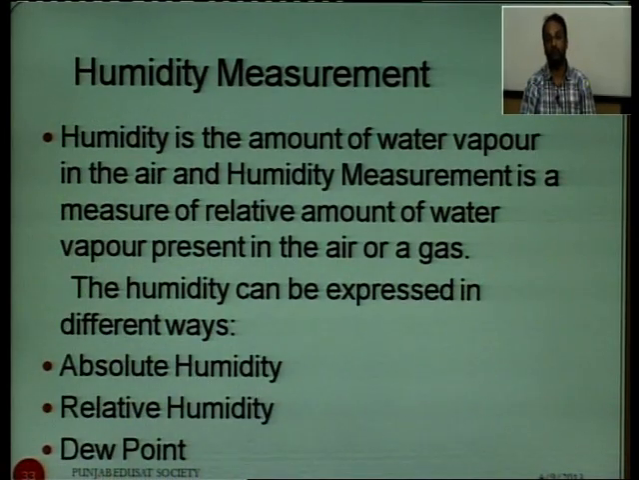Next example of variable resistance type of transducer is humidity measurement. Humidity means the amount of water vapor present in the air, and humidity measurement is the measurement of this amount of water vapors present in the air or gas. The humidity can be expressed in different ways, that is absolute humidity, or relative humidity, or sometimes the word used is dew point.